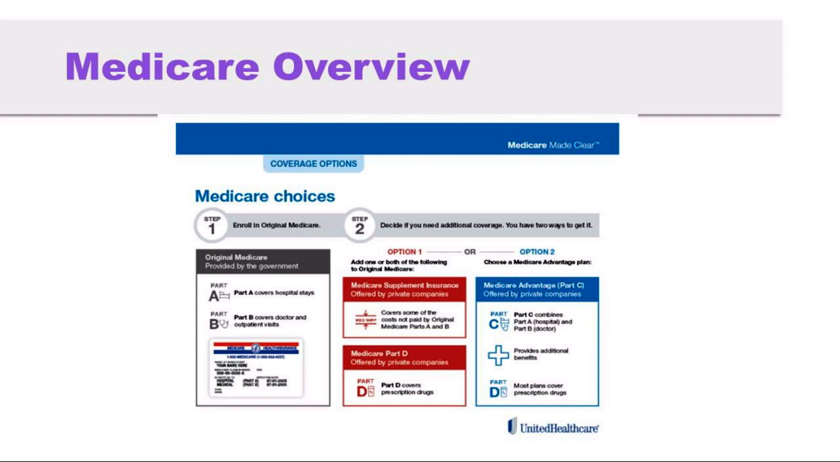Part D covers prescription drugs. Part D coverage can be purchased by private insurance companies. You can also purchase additional coverage through Medicare supplemental insurance. Another option is to enroll in a Medicare Part C plan. These are also known as Medicare Advantage plans. Advantage plans bundle Medicare Parts A, B, and D and additional benefits into one plan that is similar to commercial health insurance. You purchase Medicare Advantage plans through private insurance companies.